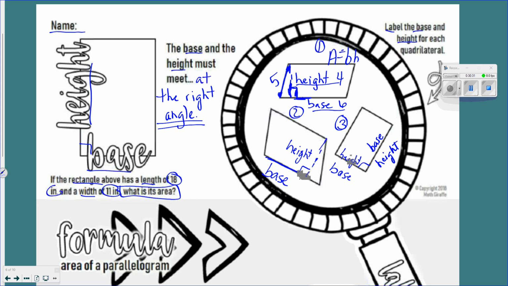So in this case, it said the length is 18. So I'm gonna call that my height, and I'm gonna say that's 18 inches. It says that the width is 11. So I'm gonna call that my base of 11 inches. We know that the formula for a rectangle is what? Area equals length times width. That's why they did length and width. So if I use the numbers they gave me, my base or my length was 11 inches times my height or my width, 18 inches. 11 times 18 is going to give me.